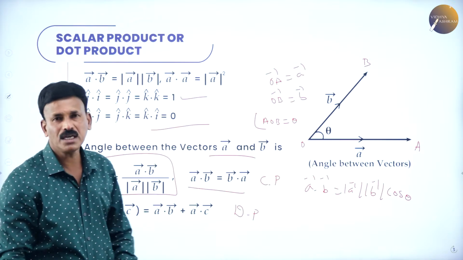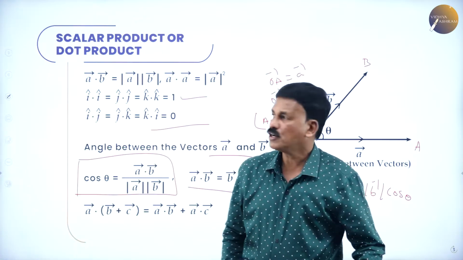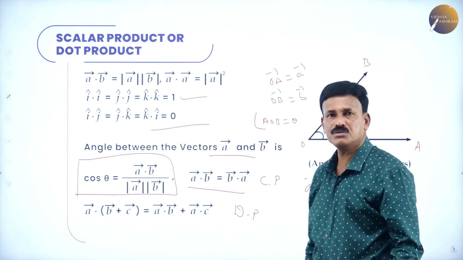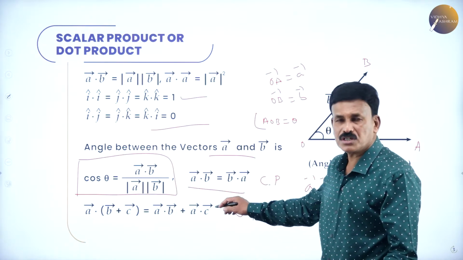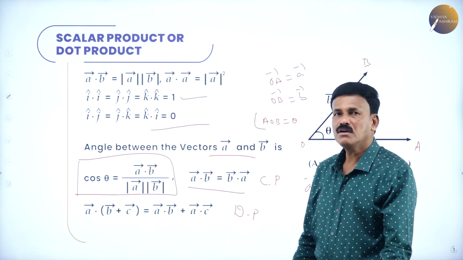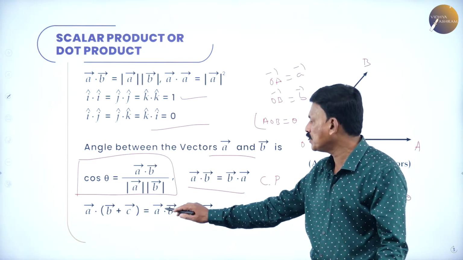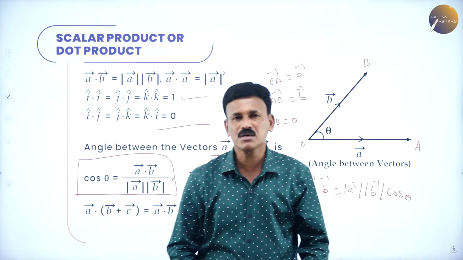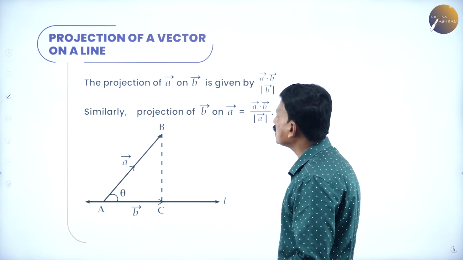Hence, to find the angle between the vectors using the dot product, also called the scalar product, cos theta is equal to A dot B divided by length of A into length of B. Since the dot product is commutative, A dot B is also equal to B dot A, whereas the distributive property is A dot (B plus C) is equal to A dot B plus A dot C. So these are the few properties regarding the dot product of vectors.